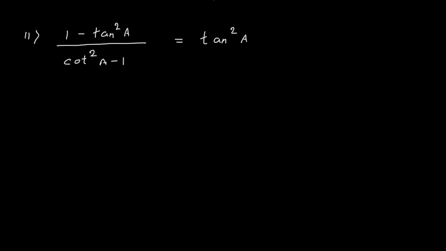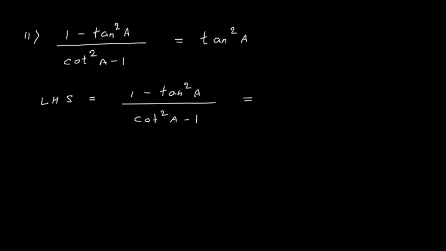Okay, let us see the second question. Now here the problem is 1 minus tan square A upon cot square A minus 1. You have to prove that this is tan square A. So let us write 1 minus tan square A upon cot square A minus 1. So what do we do here? There is no formula for 1 minus tan square A. One thing that we can do is write this in terms of sin and cos.